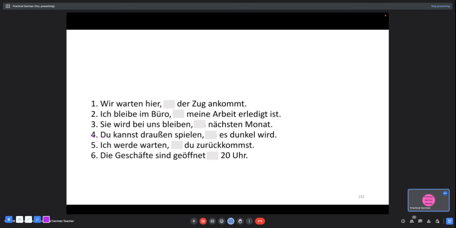Sie wird bei uns bleiben bis nächsten Monat. Correct. But here, just again, is it a conjunction over here? Actually, it does not look so, because there is no verb in it. Then it would be a preposition, right?